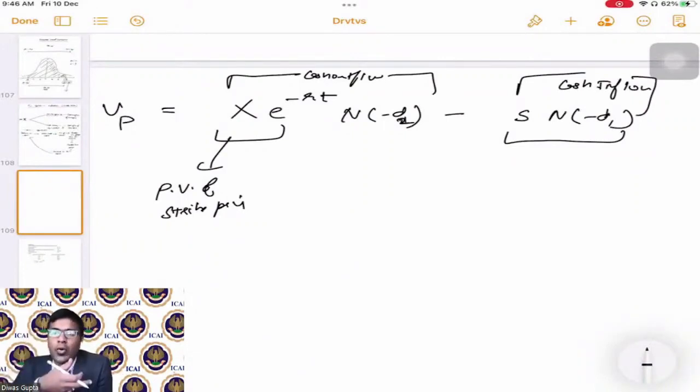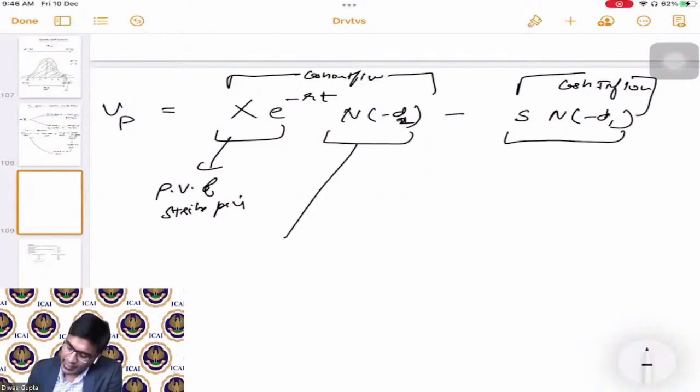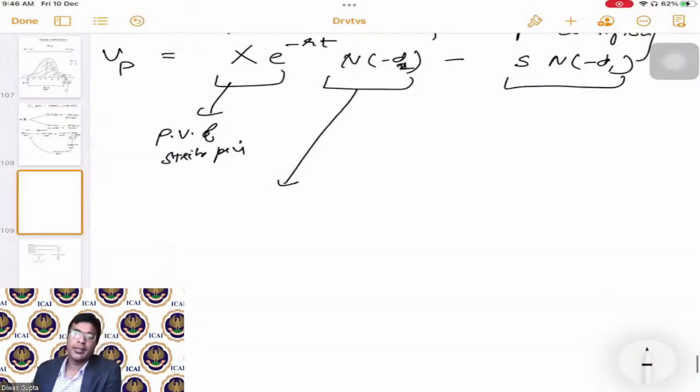For short selling, you have already borrowed the asset. Once you purchase the asset back through this option, you will give the asset back to the borrower. Simple. Okay, this is the present value of strike price that is getting invested. Now, what would be this? Can anyone tell me? N(-d2) is what?